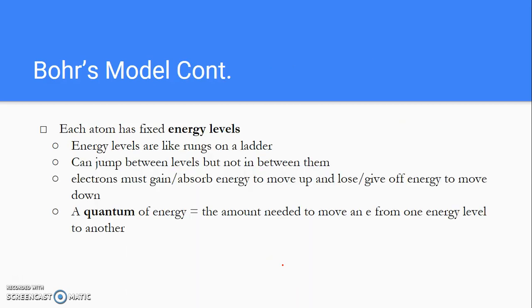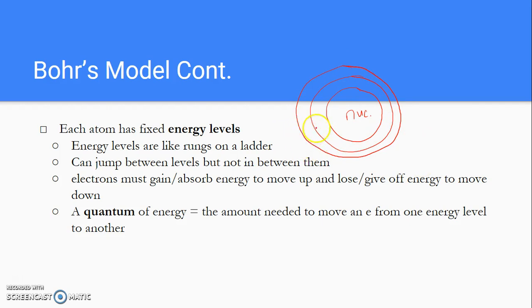So, let's talk about Bohr's model some more. According to his model, each atom has fixed energy levels. Those energy levels were the rings. So if you have the nucleus here in the center, the energy levels are these rings that go around it. You might have drawn some of these in middle school. My circles are not that great, so forgive them.